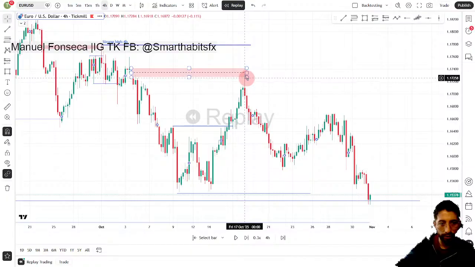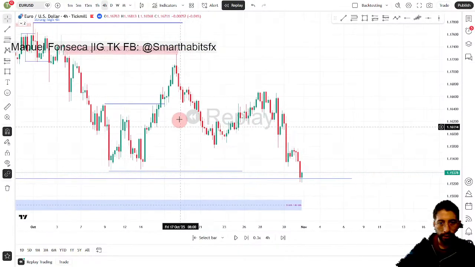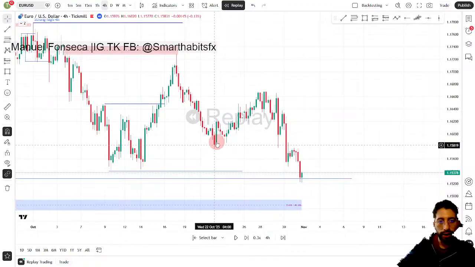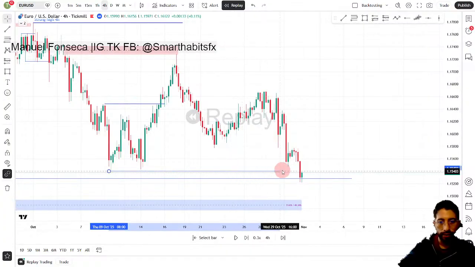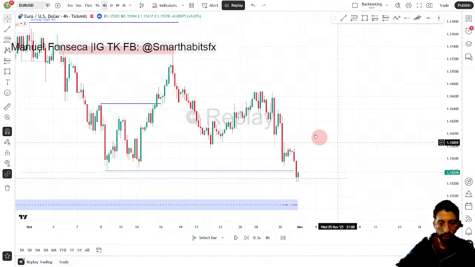Look, it entered right here, and then it continued with the downtrend. It may have some reactions upwards, like continuing with the uptrend, but not so far, right? And it continued with the downtrend. Now look at the next.